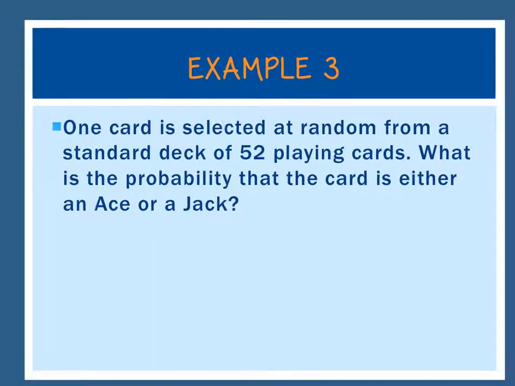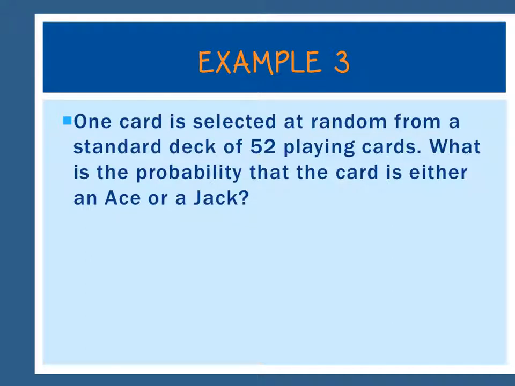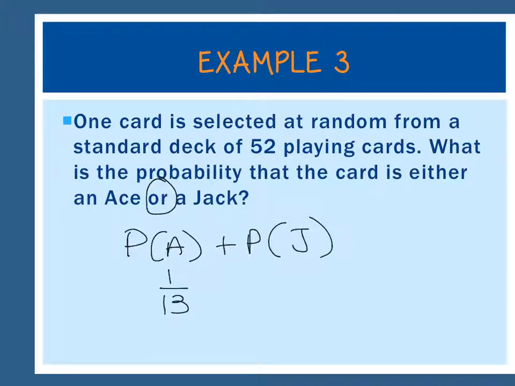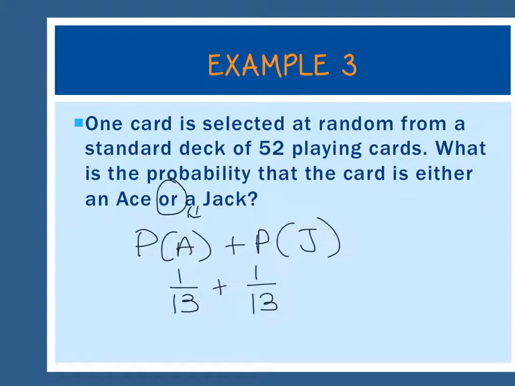So this says one card is selected at random from a standard deck of 52 cards. What's the probability the card is either an ace or a jack? Again, or is an important word here. So I need to find the probability that it could be an ace plus the probability that it could be a jack. How many aces are there in a deck? Okay, we could do 1/13 is aces. How many are jacks? 1/13. So that came from doing 4 over 52.